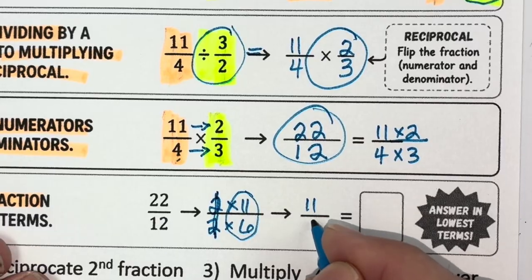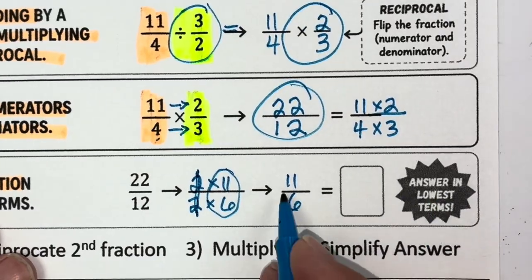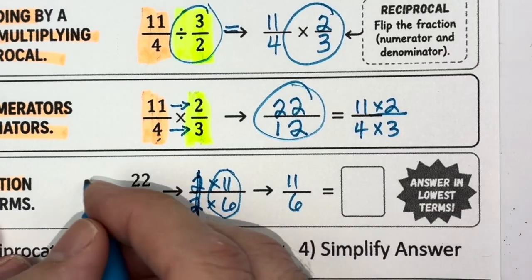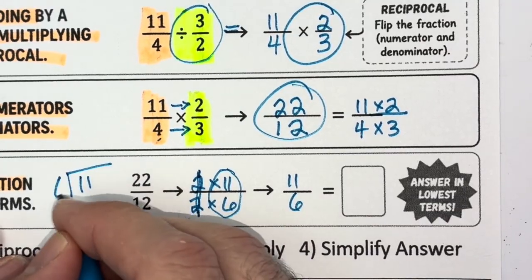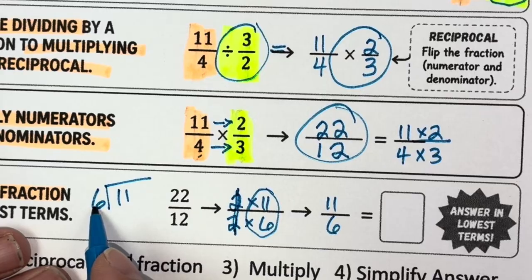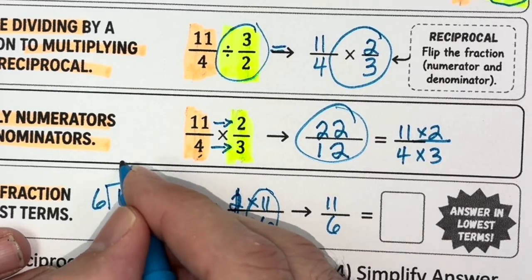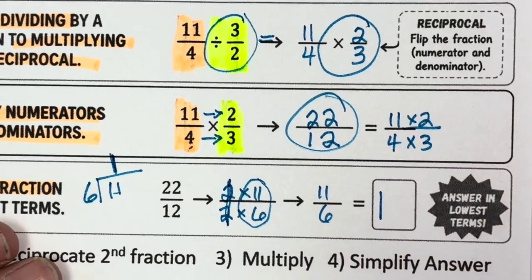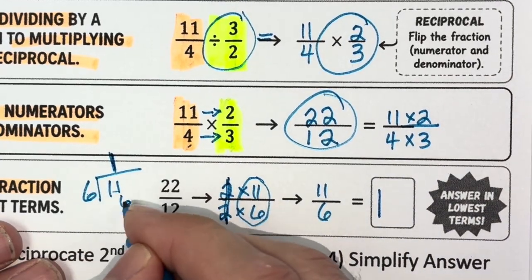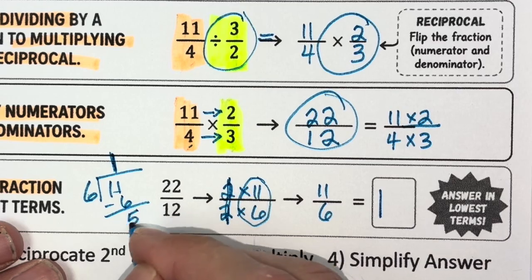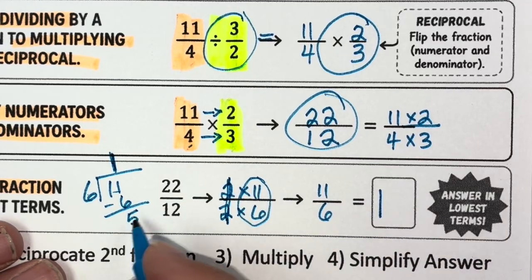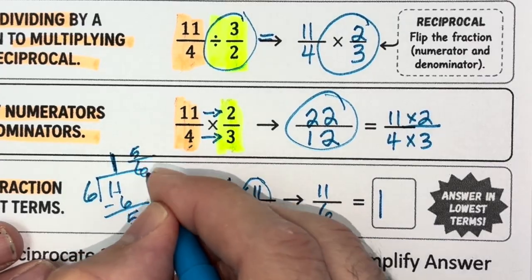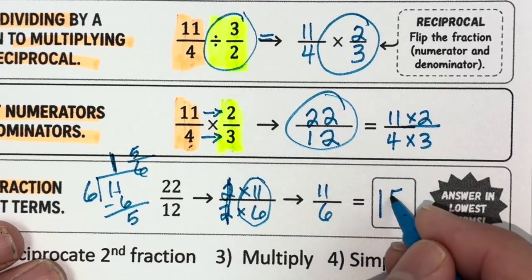So now we have 11 over 6. And then we look and see how many whole numbers we can take out of this. So 11 divided by 6. How many 6s go into 11? 1 whole time, so that's going to be our whole number. 1 times 6, and then we check to see what the remainder is. We have a remainder of 5, and then we're dividing by 6, so it's a remainder of 5 over 6.